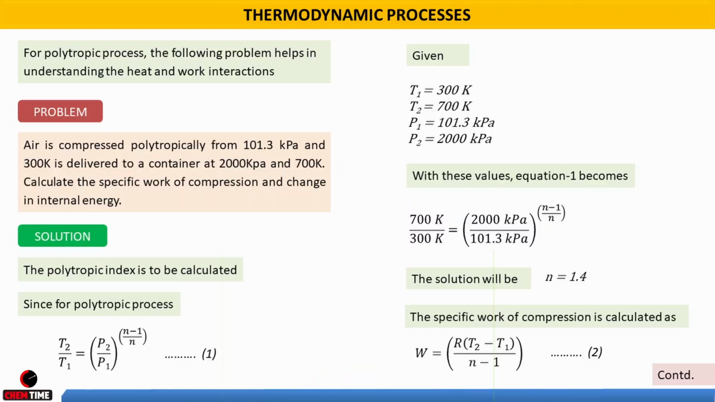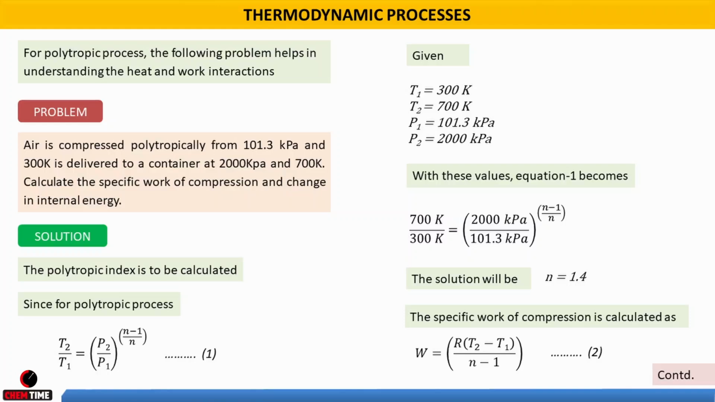The problem is: air is compressed polytropically from 101.3 kPa and 300 Kelvin and is delivered to a container at 2000 kPa and 700 Kelvin. Calculate the specific work of compression and the change in internal energy.